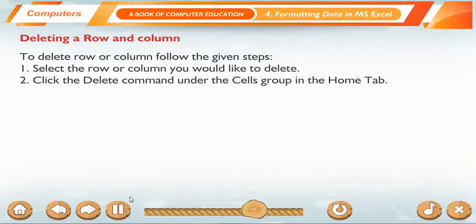Deleting a row and column. To delete row or column, follow the given steps. Select the row or column you would like to delete. Click the Delete command under the Cells group in the Home tab.